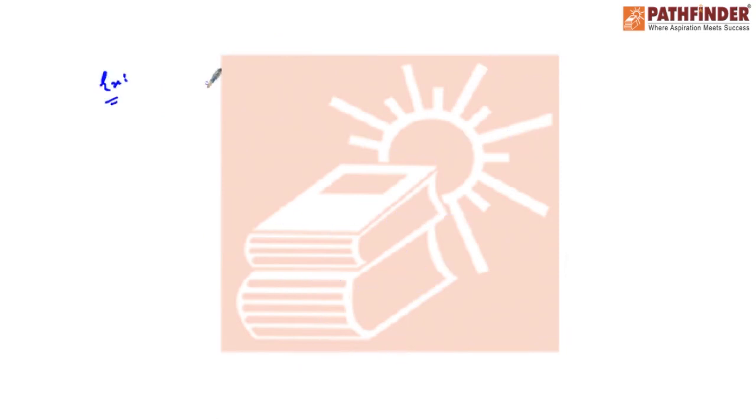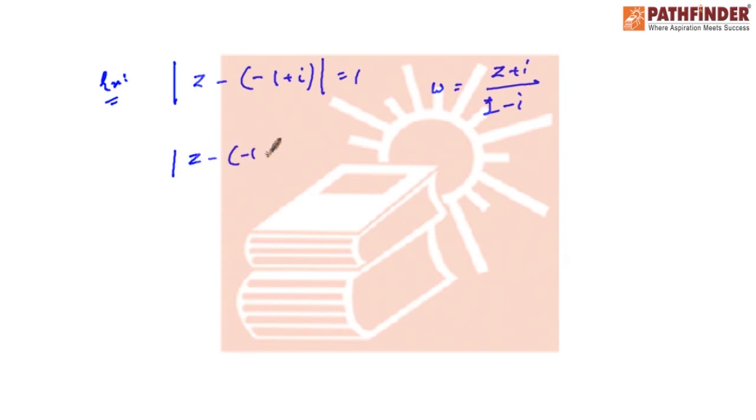It is given that if the complex number z lies on the curve mod of z minus 1 plus iota equal to 1, then we have to find the locus of the complex number w equal to (z plus iota) divided by (1 minus iota), where iota is of course square root of minus 1. Now observe that mod of z minus 1 plus iota equal to 1 implies that mod of z plus 1 minus iota equal to 1.